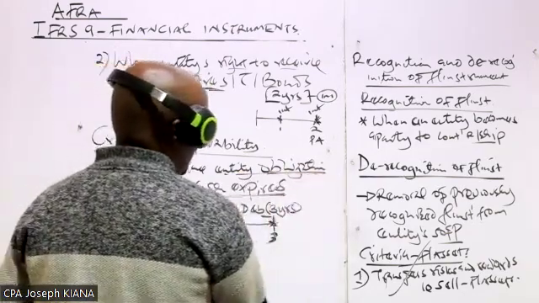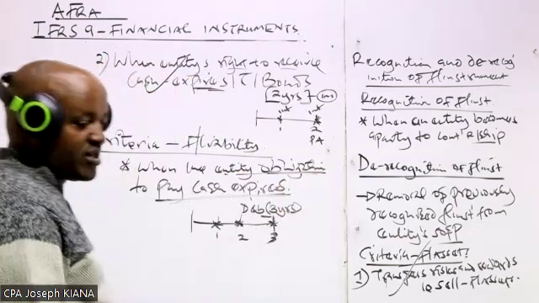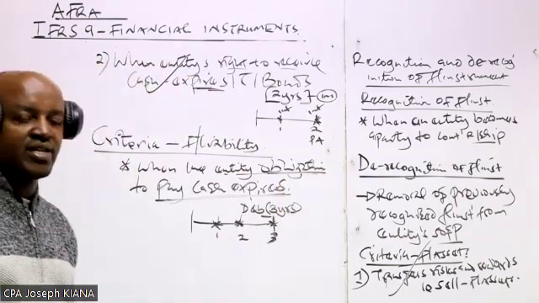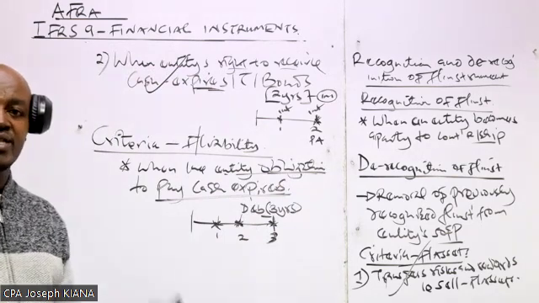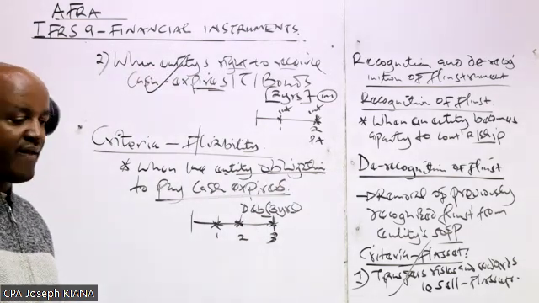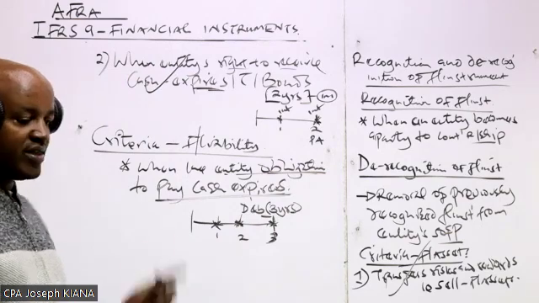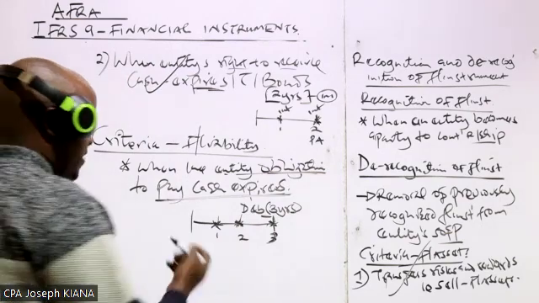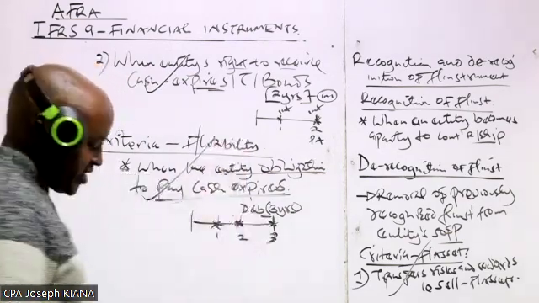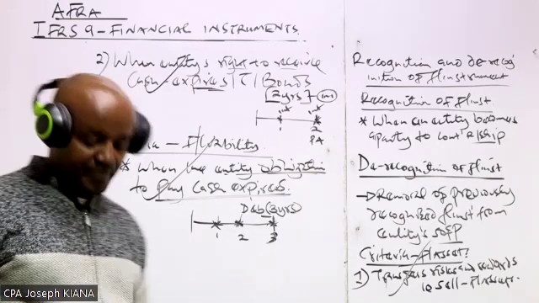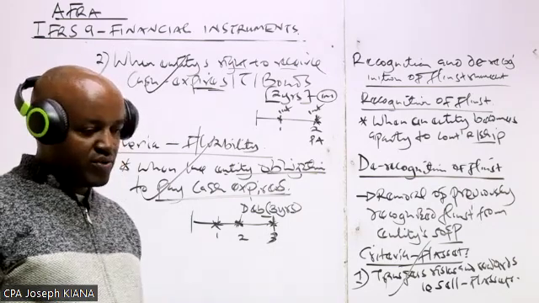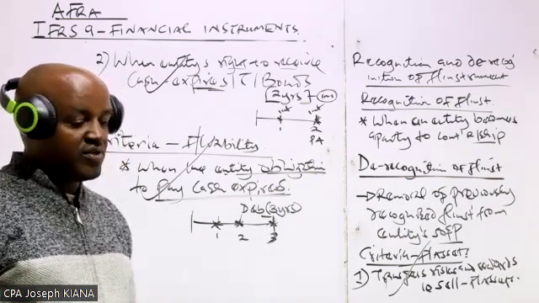To pay cash. The entity's obligation to pay cash has expired. It is obvious that the company will not continue showing those particular debentures as a liability in the statement of financial position. So that is the only criteria upon which a financial liability is supposed to be recognized. That is something which is very, very important.